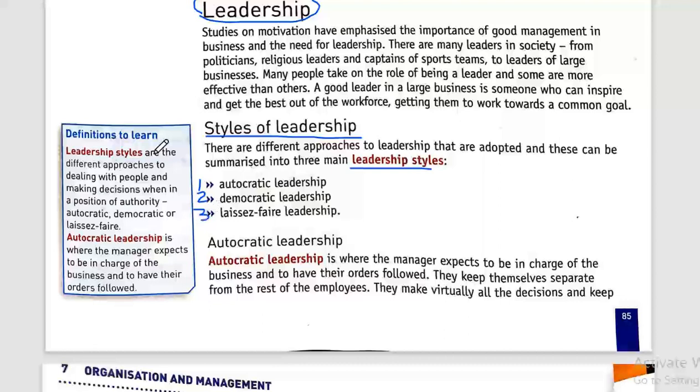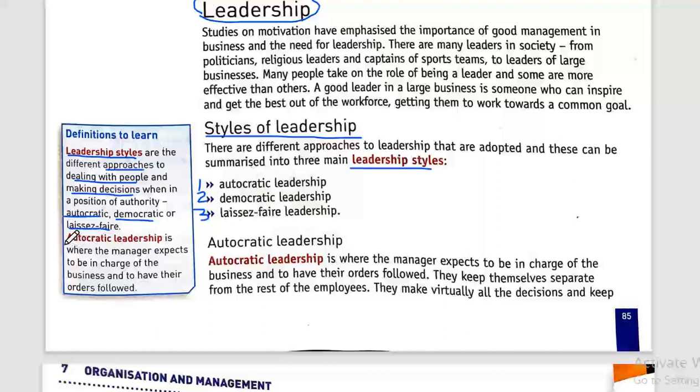So the first thing we must know is, what is a leadership style? Leadership styles are the different approaches to dealing with people and making decisions when in a position of authority. It could be autocratic, democratic, or laissez-faire. So the style is the approach that the manager is going to use when dealing with people or when making decisions. So we have three styles of leadership.